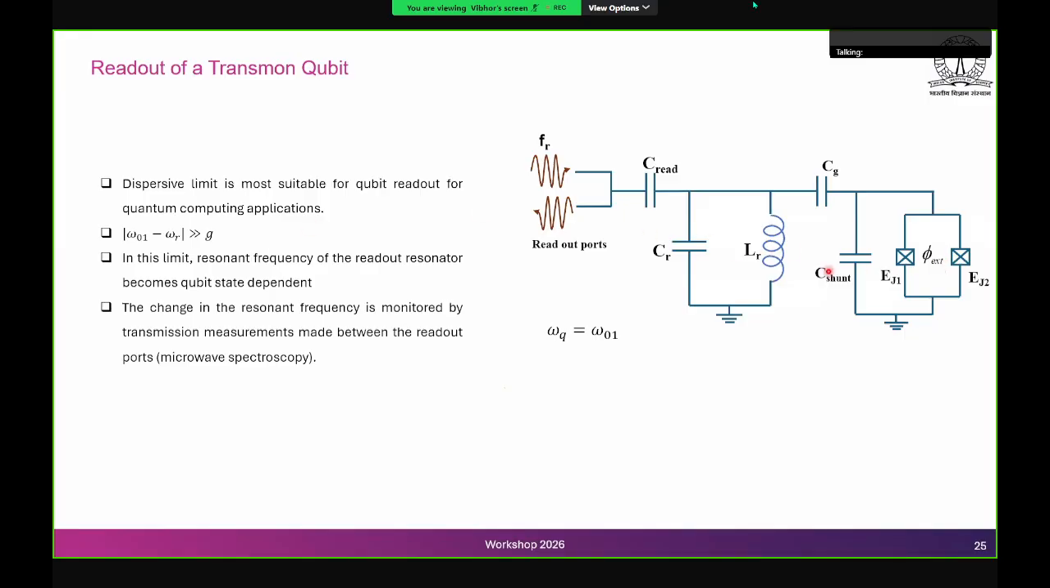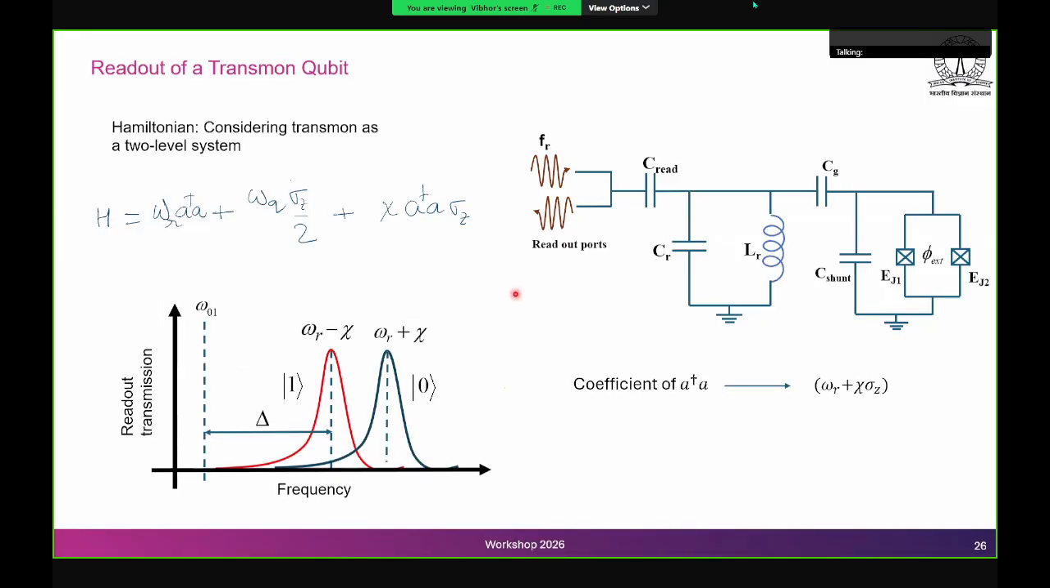So if the two modes are dispersive, you cannot have a direct exchange of energy between them because their frequencies are mismatched. But what this interaction does is make the resonant frequency of this circuit, which is the readout resonator, dependent on the quantum state of the qubit. Okay? And this can be understood by asking the question, what is the Hamiltonian when you have an electrical circuit like this?